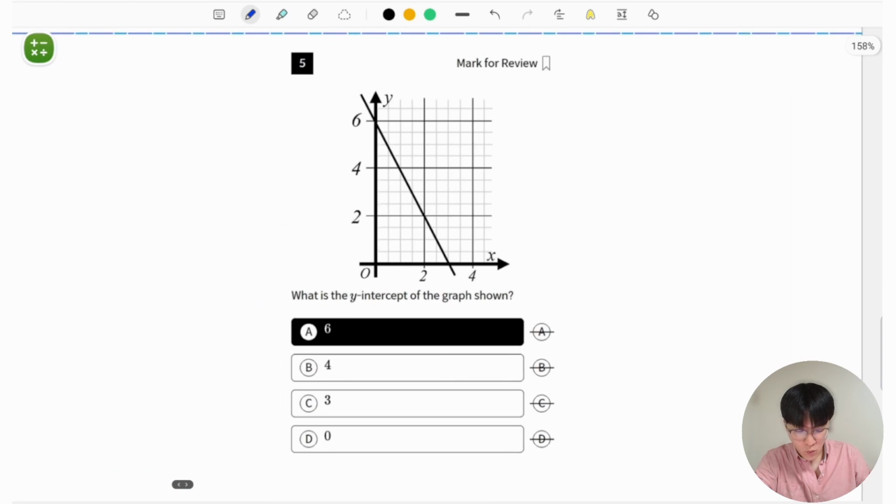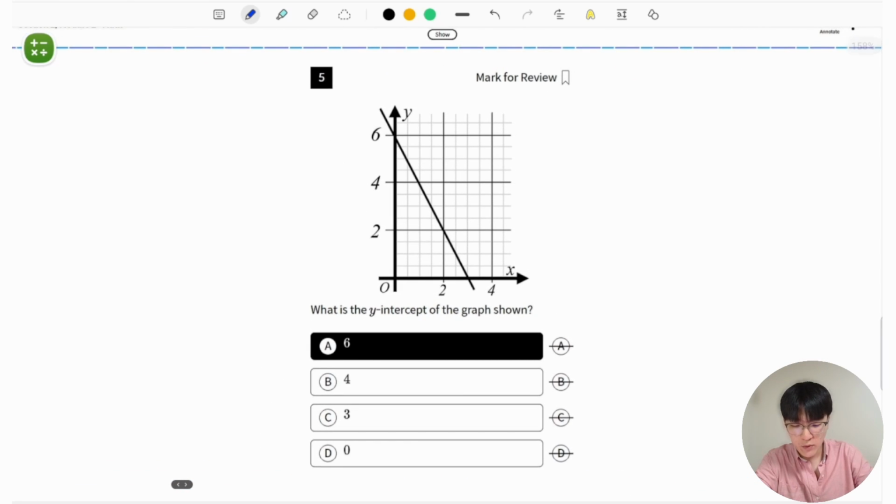Question number 5, what is the y-intercept of the graph shown? It's a pretty simple question. This is the graph that we are looking at. Y-intercept is the point at which the graph intersects the y-axis, and we see that that is 6. Answer choice A.